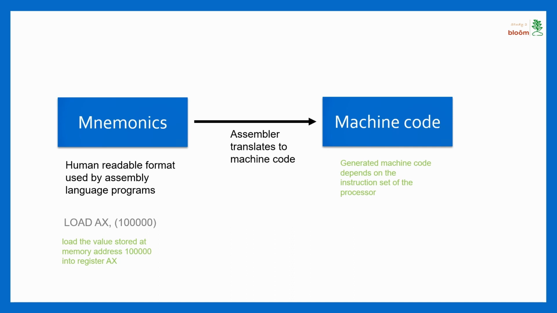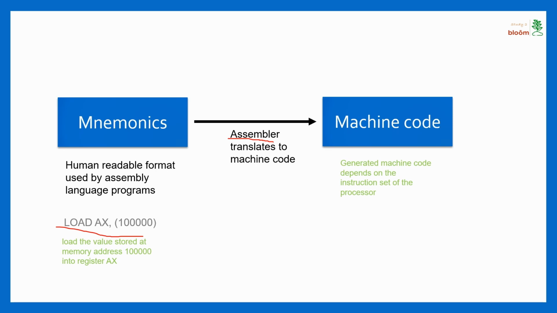For example, if we want to say that the value stored at memory address 100,000 has to be transferred to register AX, we can indicate it using load AX, 100,000. The mnemonics code will be translated into machine code using an assembler.